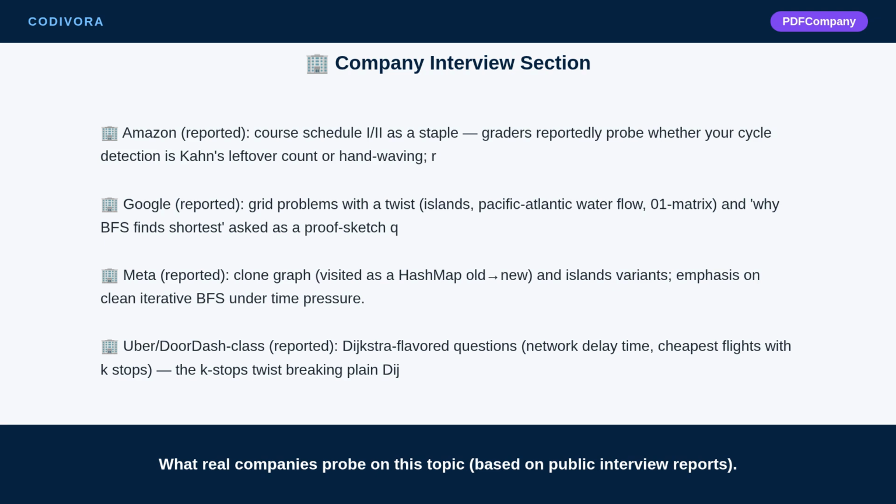Meta reported clone graph, with visited as a hash map from old to new, and island variants. Emphasis on clean iterative BFS under time pressure. Uber and DoorDash reported Dijkstra-flavored questions: network delay time, cheapest flights with K stops. The K-stops twist, breaking plain Dijkstra, is the senior filter.